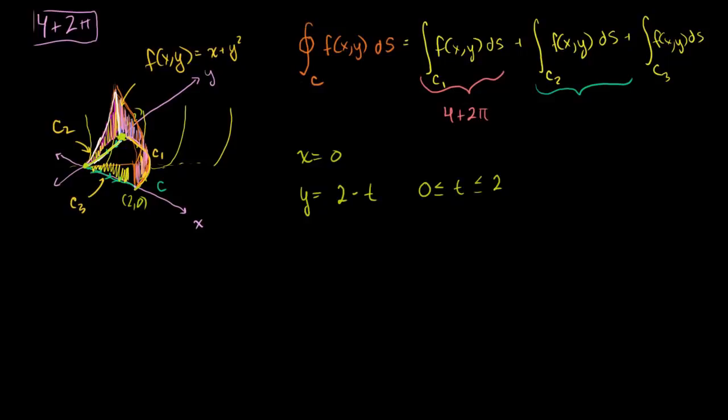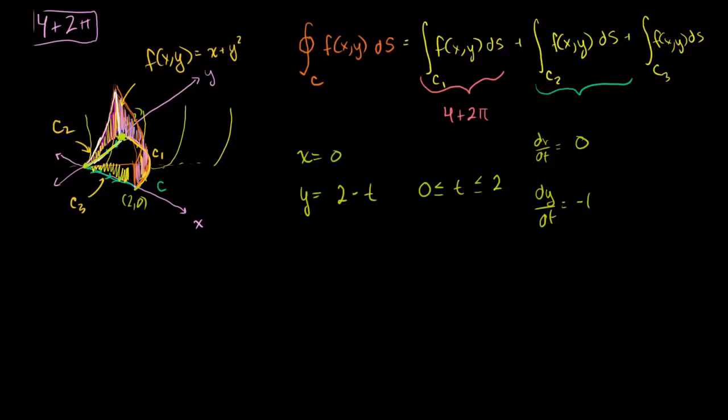And so let's evaluate this line integral. Actually, we could do our derivatives too if we like. What's dx dt? Pretty straightforward. Derivative of 0 is 0. And dy dt is equal to the derivative of 2 minus t, and the derivative of minus t is just minus 1.